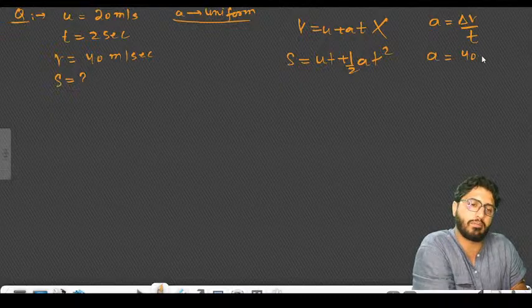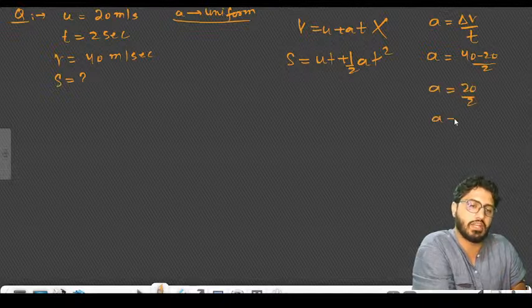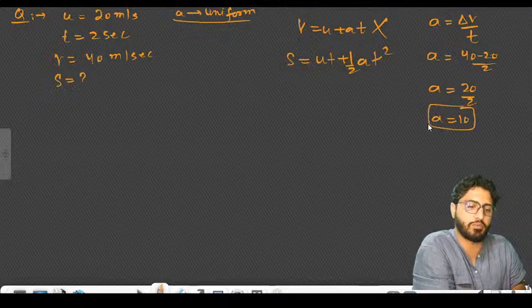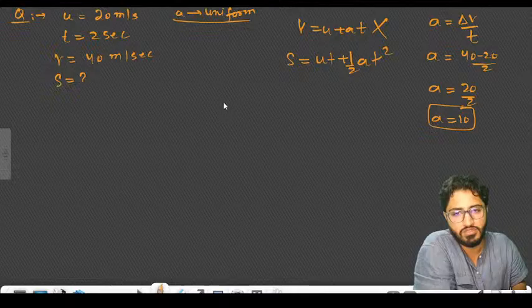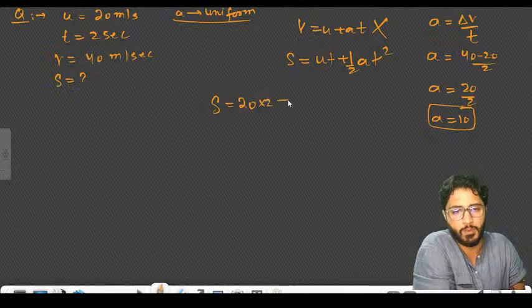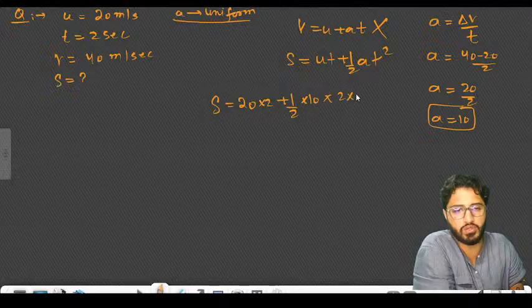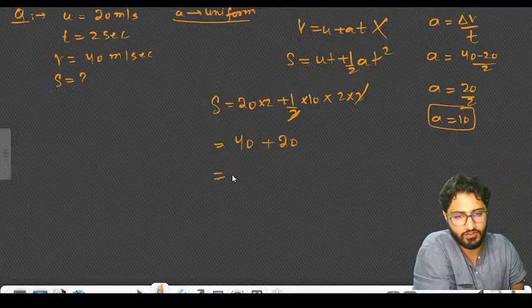What is delta V? Is it 40 minus 20 divided by 2? Yes. It is 20 by 2, it is 10. So my acceleration came out to be 10. Okay. So S. What is U? U means 20. So 20 into 2 plus 1 by 2 into 10 multiplied by 2 into 2. Cancel out. It is 40 plus 20. 60 meter.